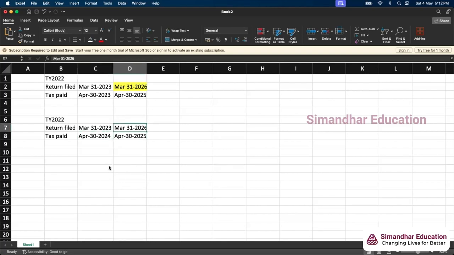So in this case, it would be 3 years from when the return was filed, which will still be March 31st, 2026, or 2 years from when the tax was paid. So now this would be April 30th, 2026. So in this case, what would be the statute of limitations? April 30th. Right. So in this case, it would be April 30th, 2026.